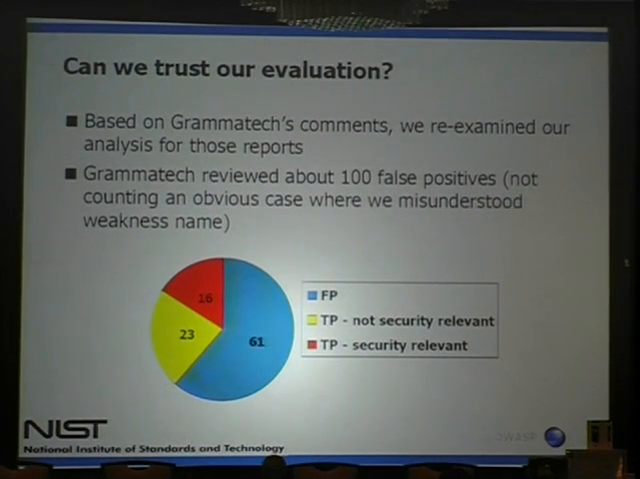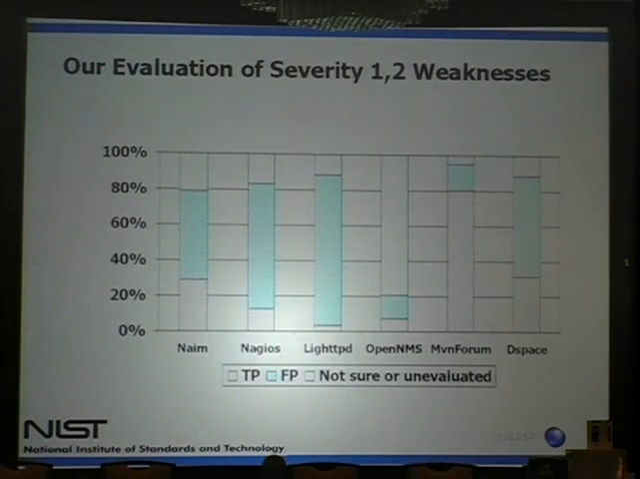Question? Which were implemented in C, and which were implemented in Java? Excuse me, can you repeat? So here the left three, Naim, Nagios, and Lighty are C programs, and the other three are Java programs.